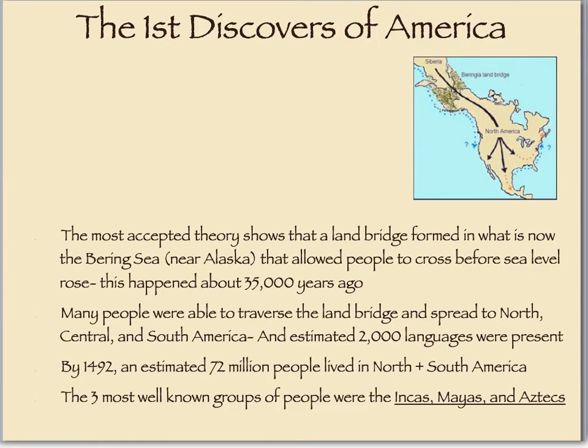Okay, the first page that you had to read is page 6, and the first section is the first discoverers of America. And if you see this heading, perhaps you're thinking about Columbus and the Europeans, and that is not the case. Okay, 35,000 years ago, most people lived on the Asian continent, and they traveled to North and South America via a land bridge. So this was all connected over 35,000 years ago. And so these were the first people that came over to America, and they spread over the North American continent and the South American continent as well.